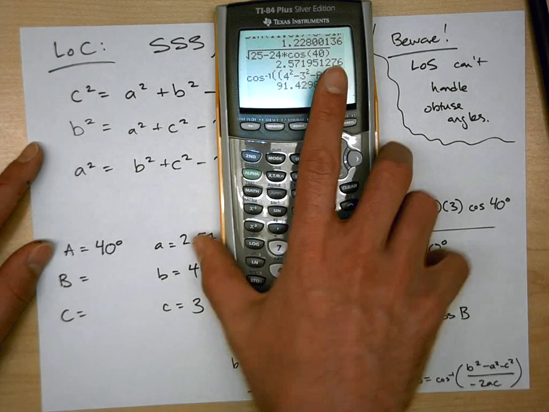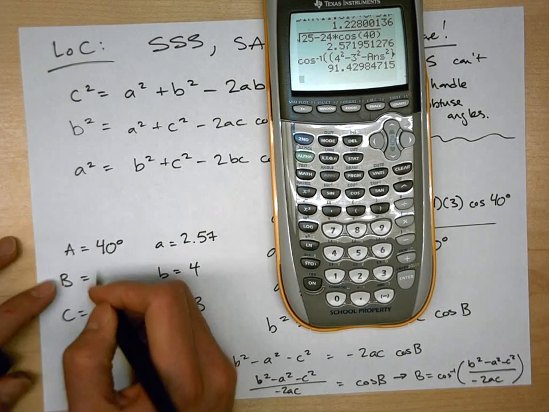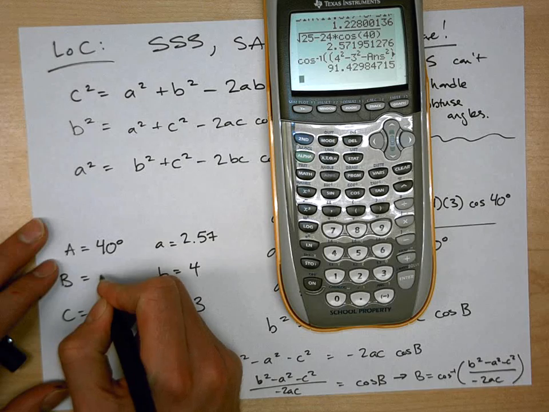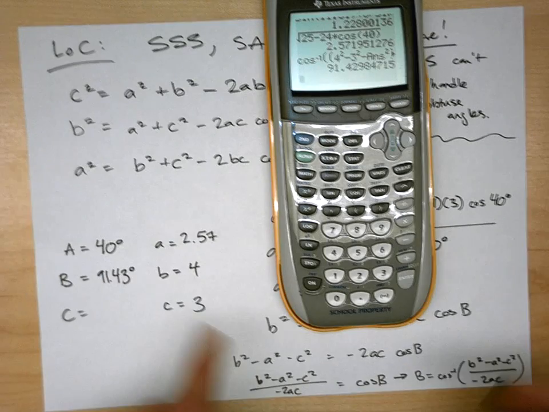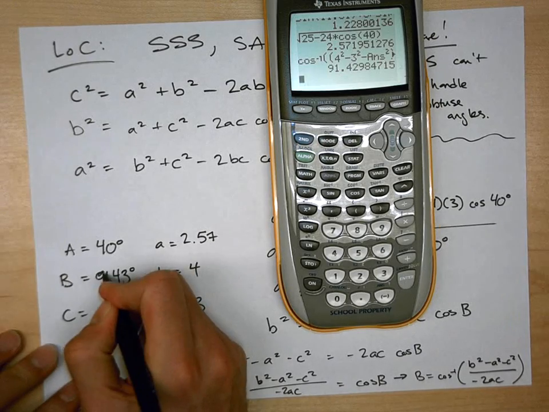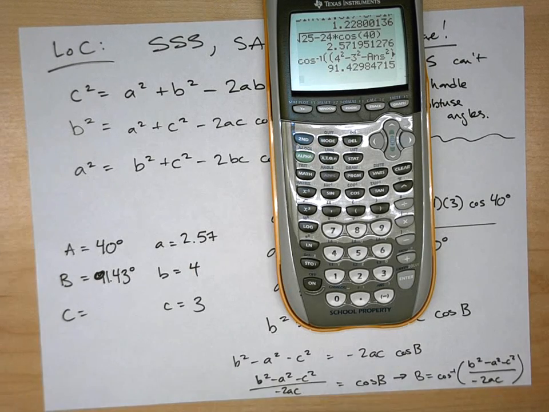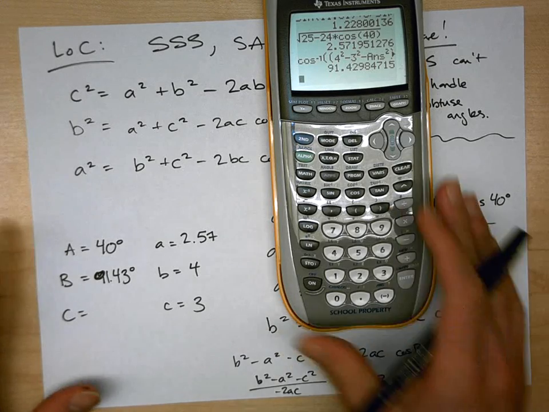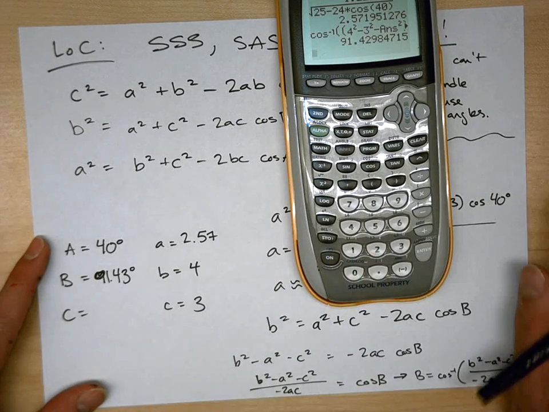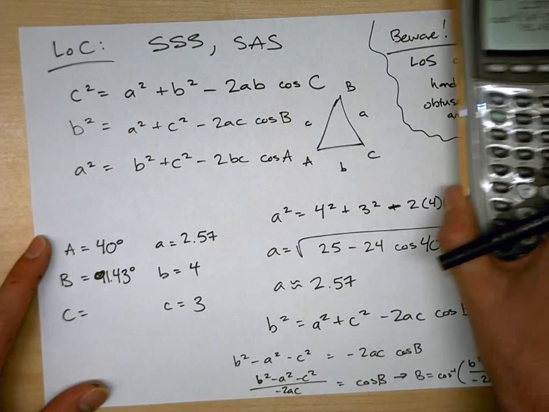So the angle is 91.43 degrees. Ooh, that's an angle bigger than 90 degrees. So it's a good thing we used the law of cosines for that, because the law of sines could not have handled it and would have given us something like 88 point something. So yeah, it's a good thing we used the law of cosines.